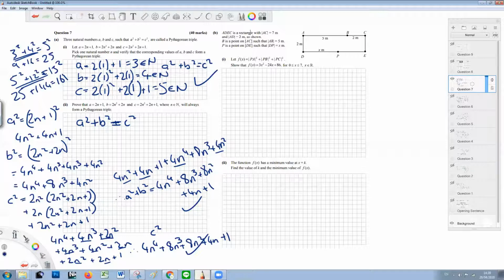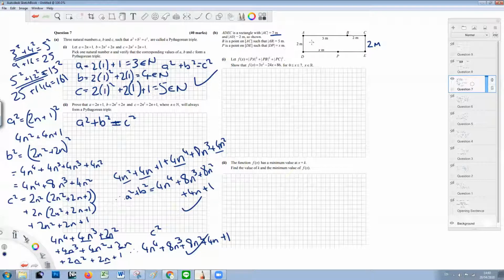So the next thing is ADEC is a rectangle. So we have a rectangle, A to C, E to D, or ADEC as it says here. And we know that AC is 7 meters. That's fine. And AD is 2 meters as shown. So this is 2 meters. So this is also 2 meters.